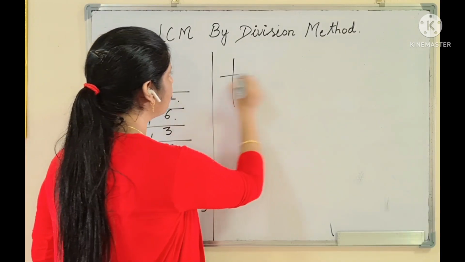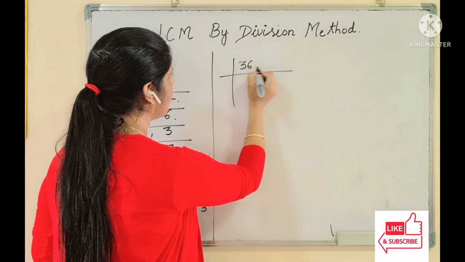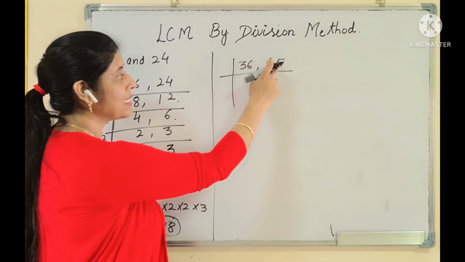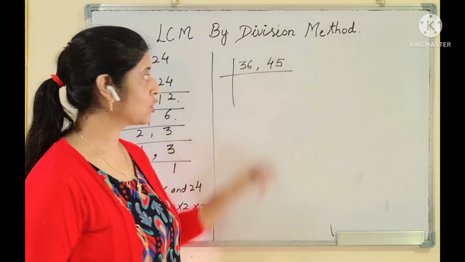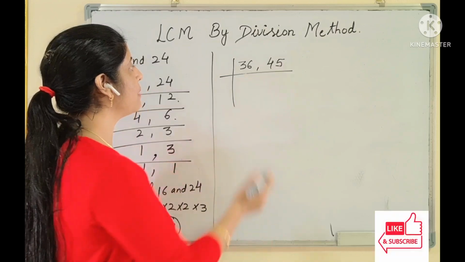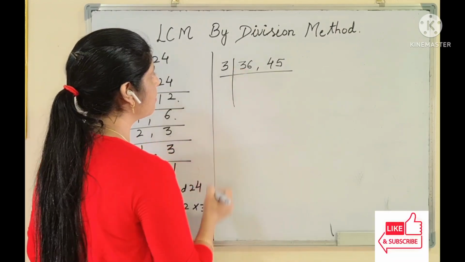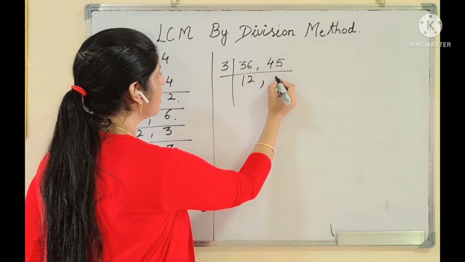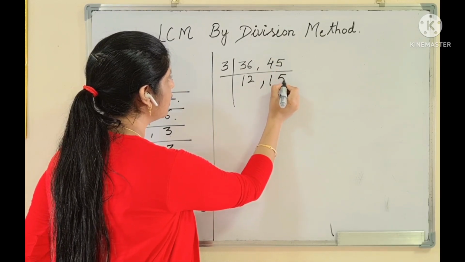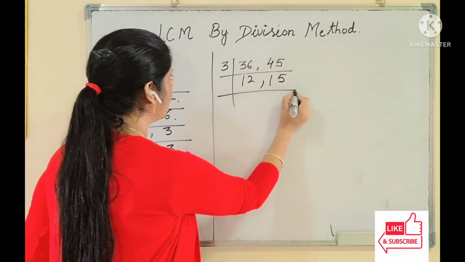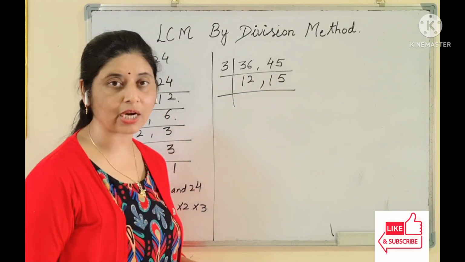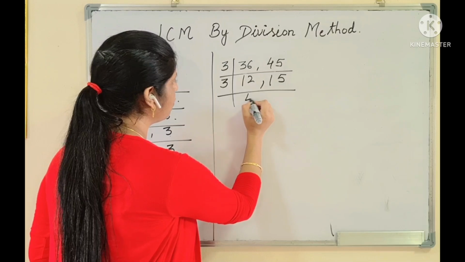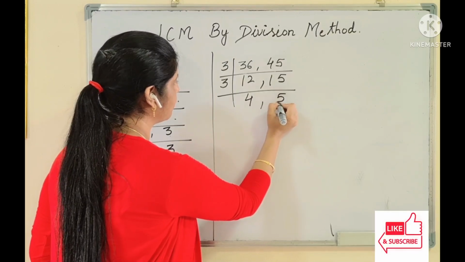Now the LCM of 36 and 45. See here, one number is even and one is odd. Both numbers are divisible by 3, so we will divide by 3. 3 12s are 36. For 45, 3 15s are 45. Again 12 and 15 are both divisible by 3. So write here 3 4s are 12, 3 5s are 15.